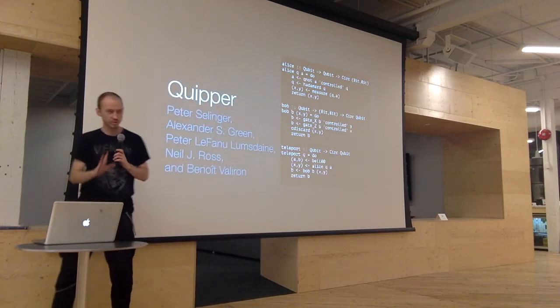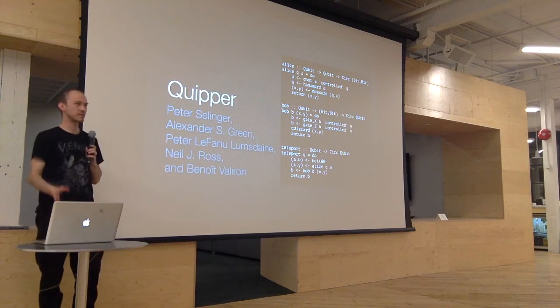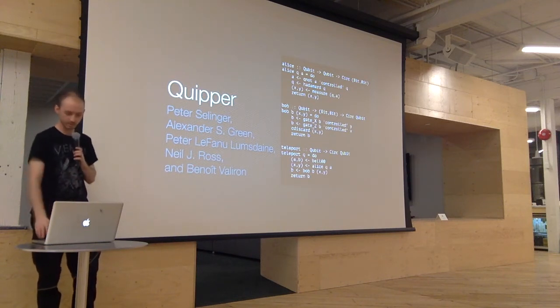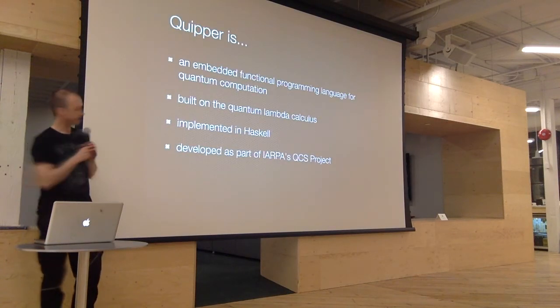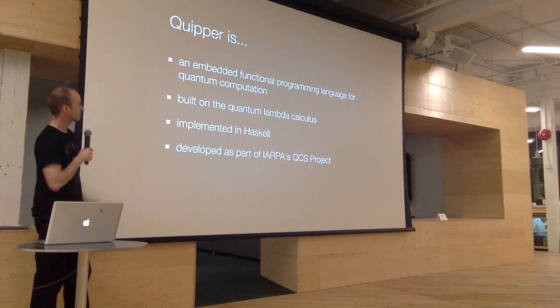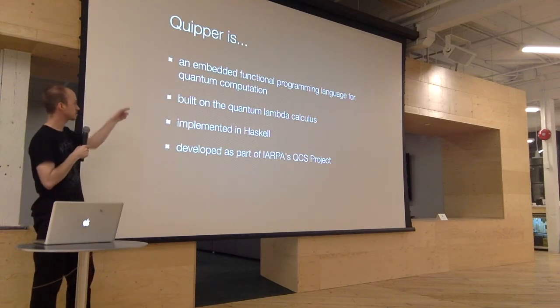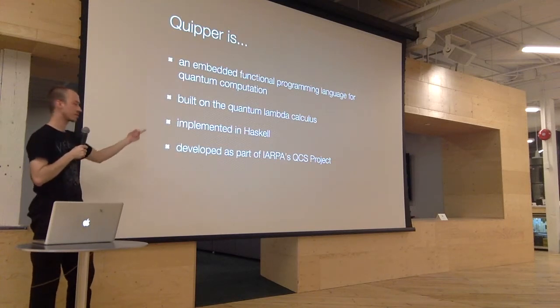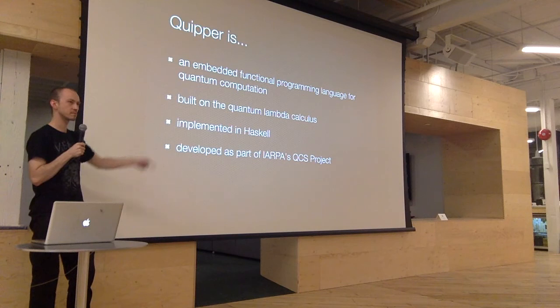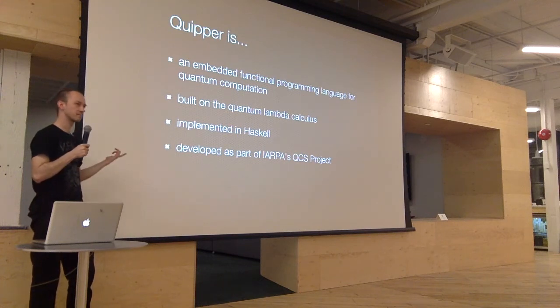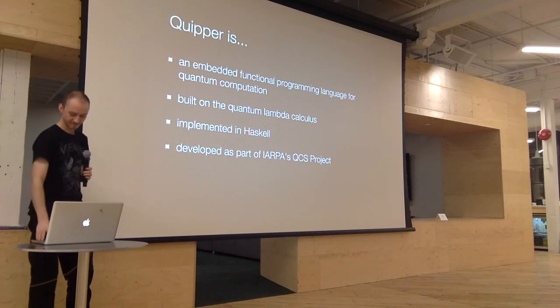No? So I'm not going to talk too much more about Quipper. I just wanted to introduce it because it exists, and that's cool that you can already use the quantum lambda calculus. If I didn't already say, it's an embedded functional language, obviously built on QLC, implemented in Haskell, and funded very heavily by DARPA, which is like DARPA but funded by the intelligence community.